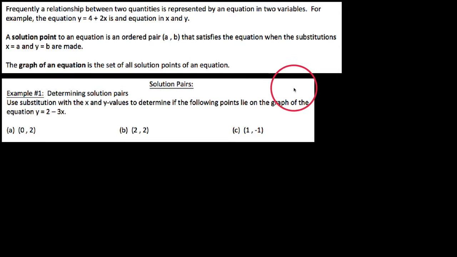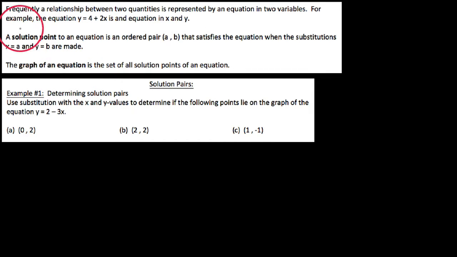Okay, YouTube, in this video we're going to start talking a little bit about variable relationships. To start this off, frequently we look at a relationship between two or more quantities, but specifically in this video, two quantities as an equation that we represent with two variables. Often we use x and y, these two variables that are ubiquitous. You see them everywhere.